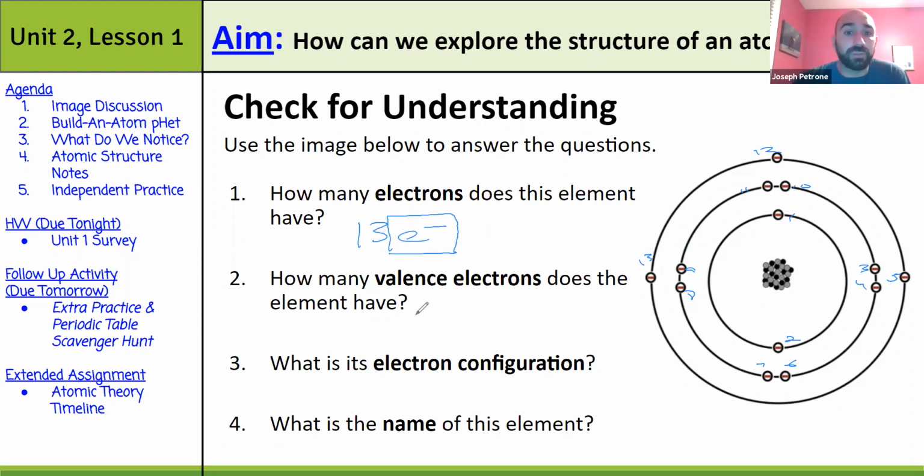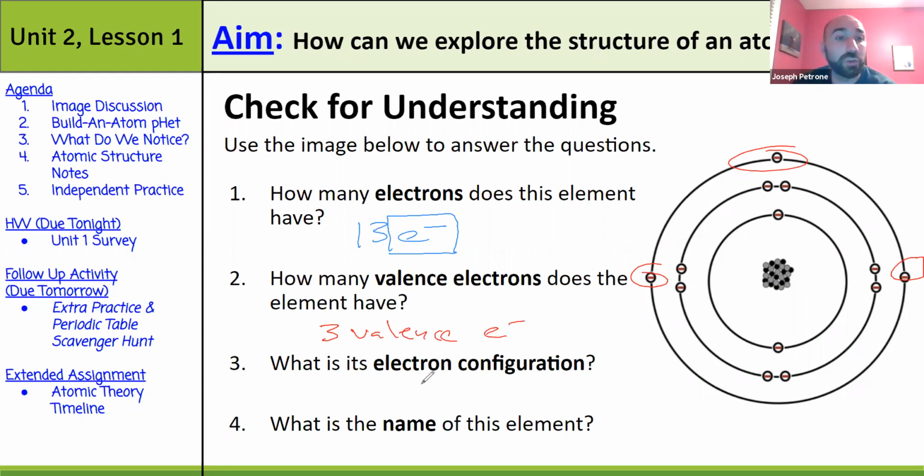How many valence electrons does the element have? Remember, valence electrons are the ones that are in the outer shell, the last orbital, the last energy level. So we're just going to look at those. I'm just erasing my initial count. On this last ring we have 1, 2, and 3. So 3 valence electrons.